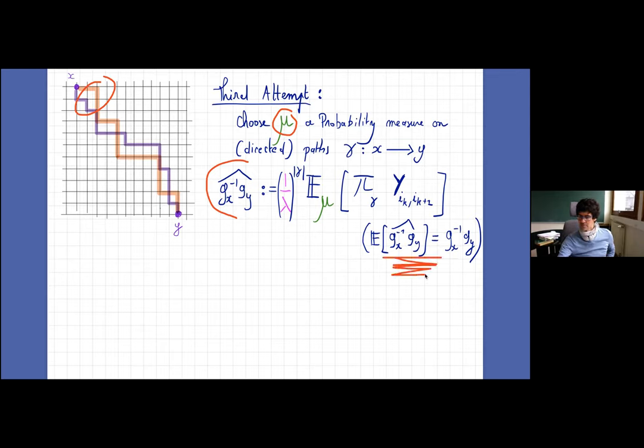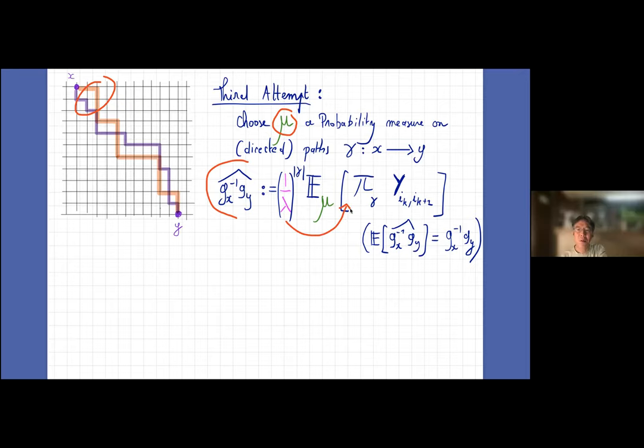Is the length of the path fixed? Oh, yes, good question. So yes, there is no reason to do that. I could put this parameter here and put a probability measure with different lengths, but we don't need to average also on the length of the path. We can stick to this, but this is indeed a good question. One may imagine that maybe we would even reduce the variance by also averaging on different lengths.